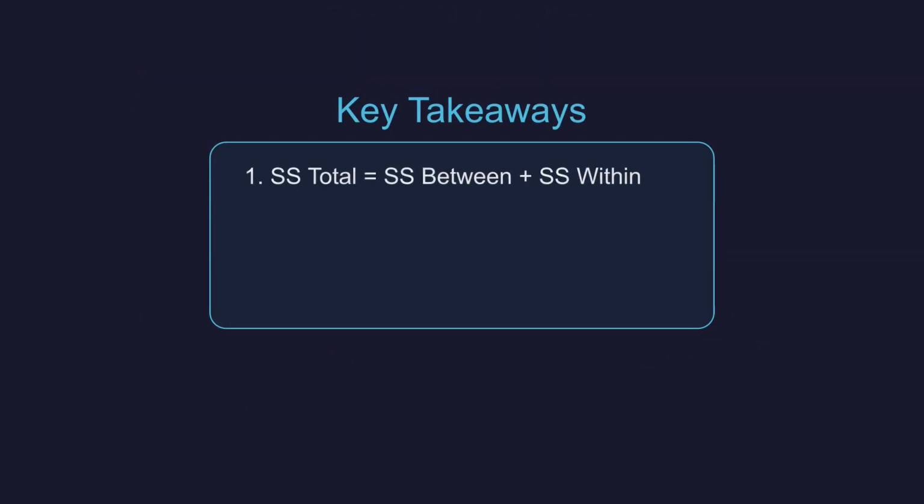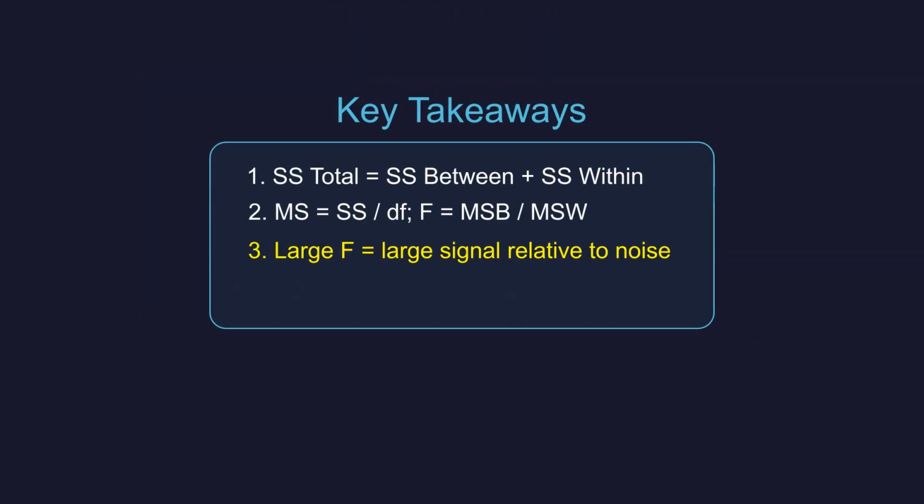In summary, total variation decomposes into between-group and within-group sums of squares. Mean squares are sums of squares divided by degrees of freedom. The F statistic is the ratio of MSB to MSW, measuring signal relative to noise. And the ANOVA table neatly organizes all these calculations.